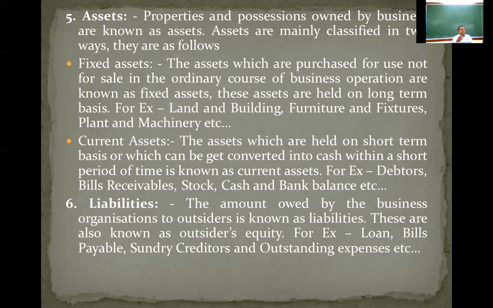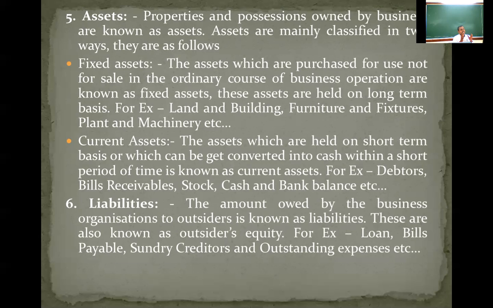For example, a business will have its own land and building, certain machineries, certain furniture, some vehicles, and some other items like fixtures, and some intangible aspects. Those are all called assets. Assets are nothing but properties that are owned by the business.